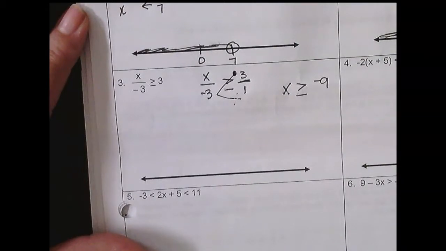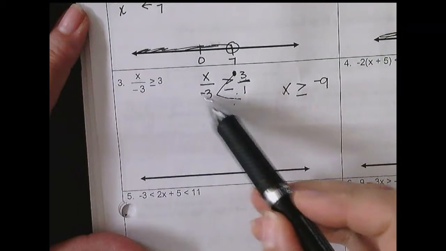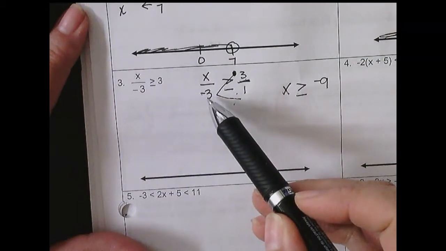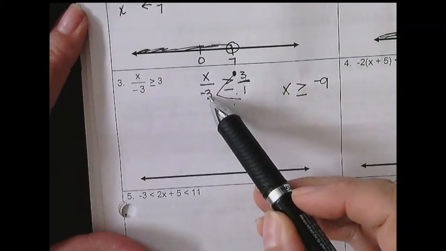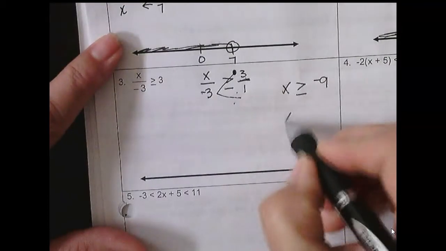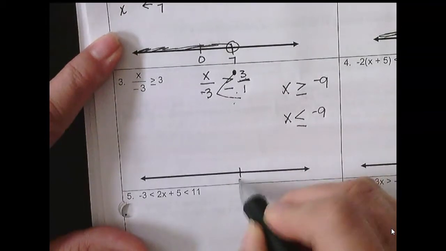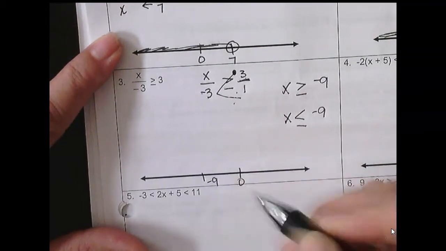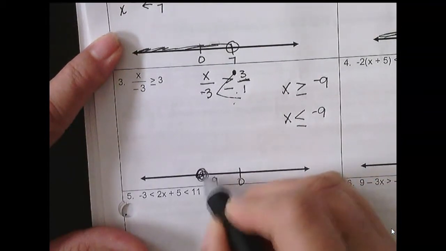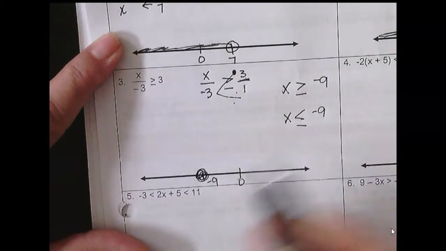Did you multiply or divide by a negative? 3 times negative 3. So I did multiply by a negative. If you multiplied by a negative, you have to flip that sign. So now you really have x less than or equal to negative 9. 0, negative 9, circle, closed, and it's headed to your left.